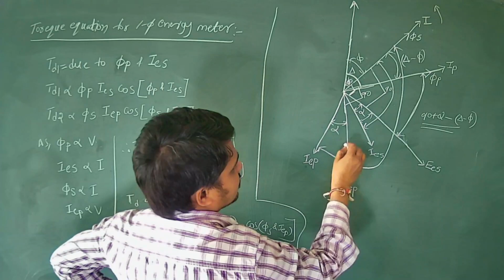Now substitute here. So T_D is proportional to V I cos of, what is the angle here? 90 plus alpha minus delta minus phi.